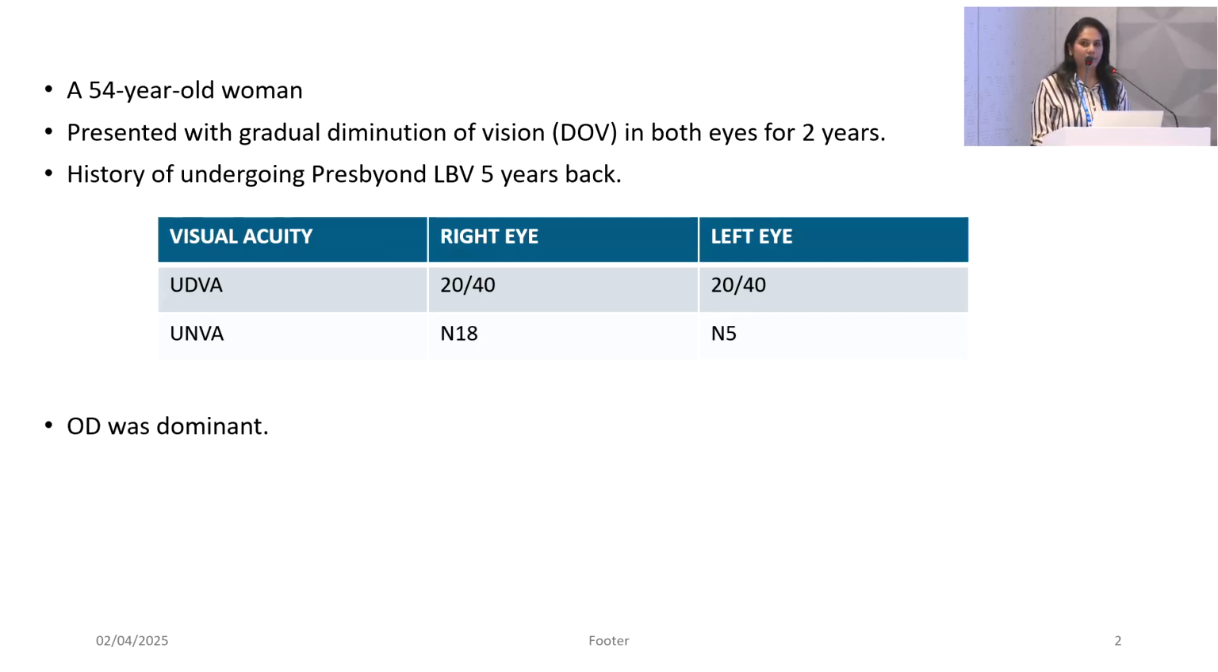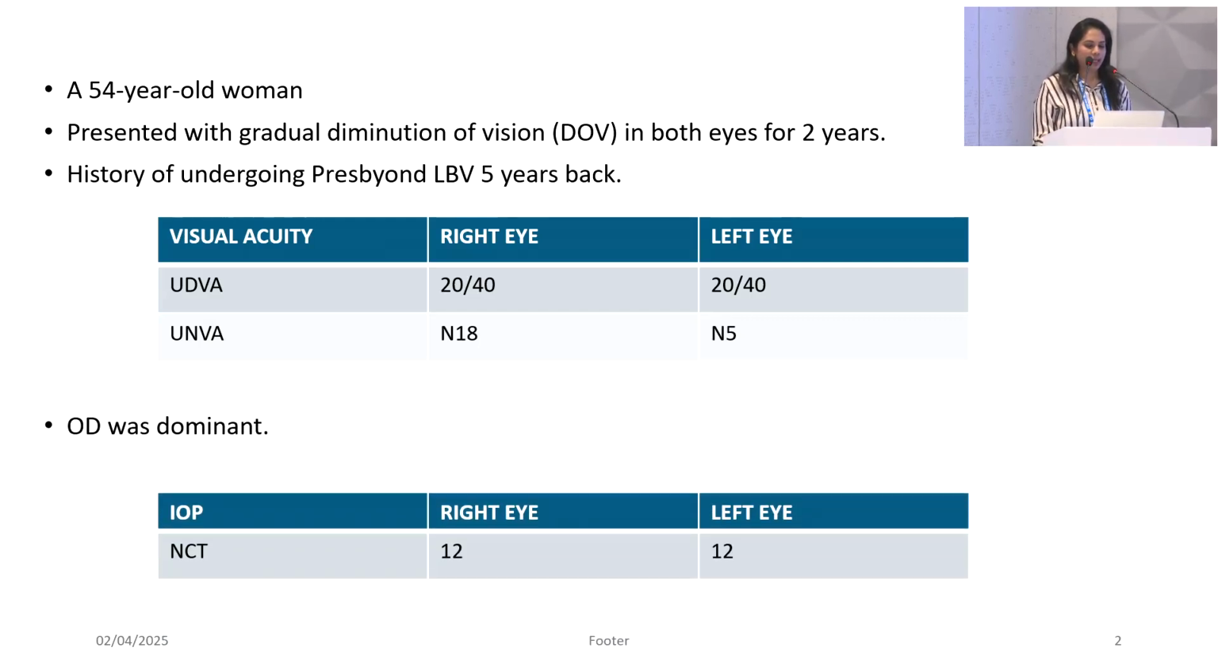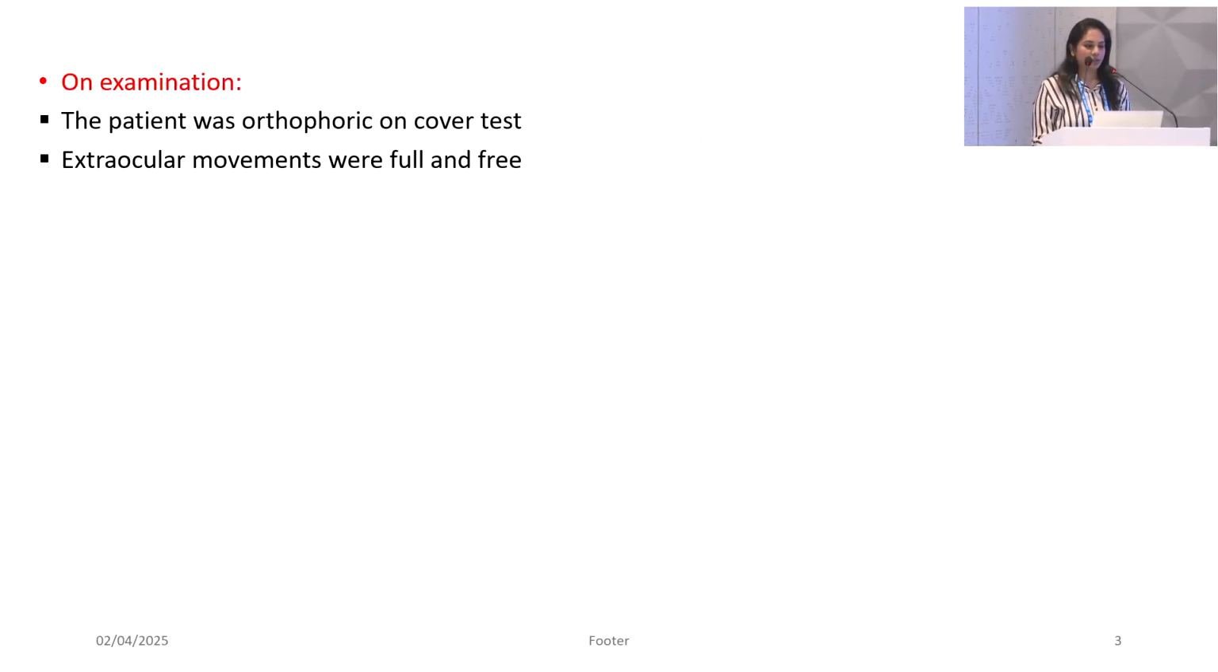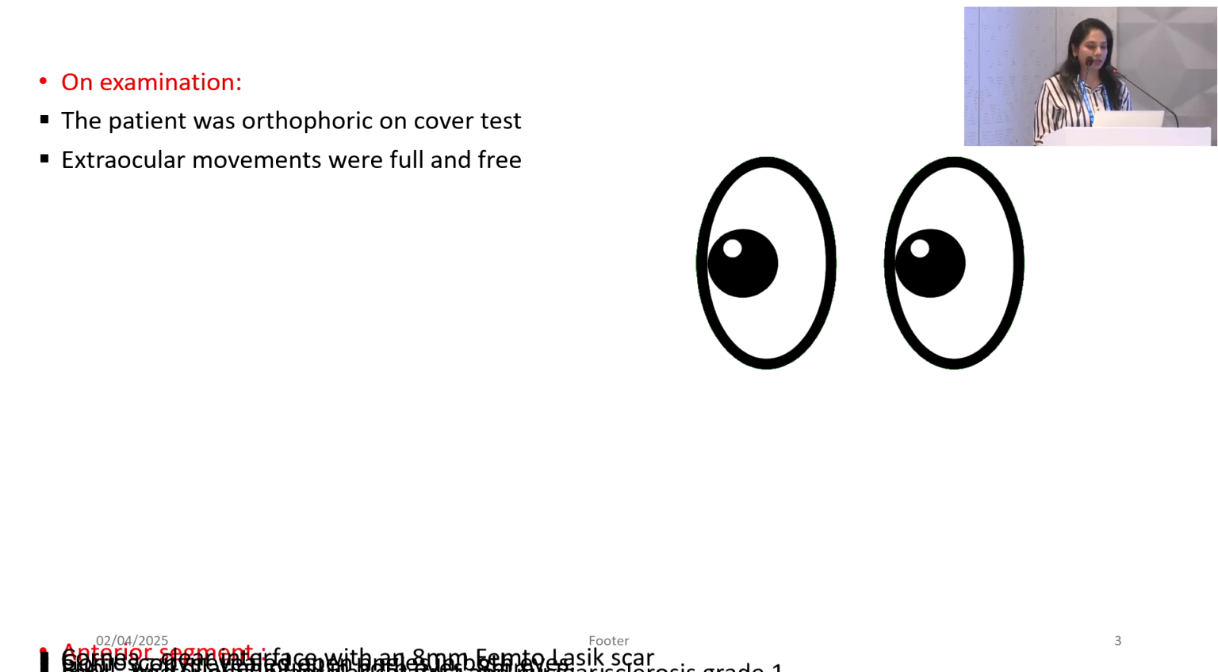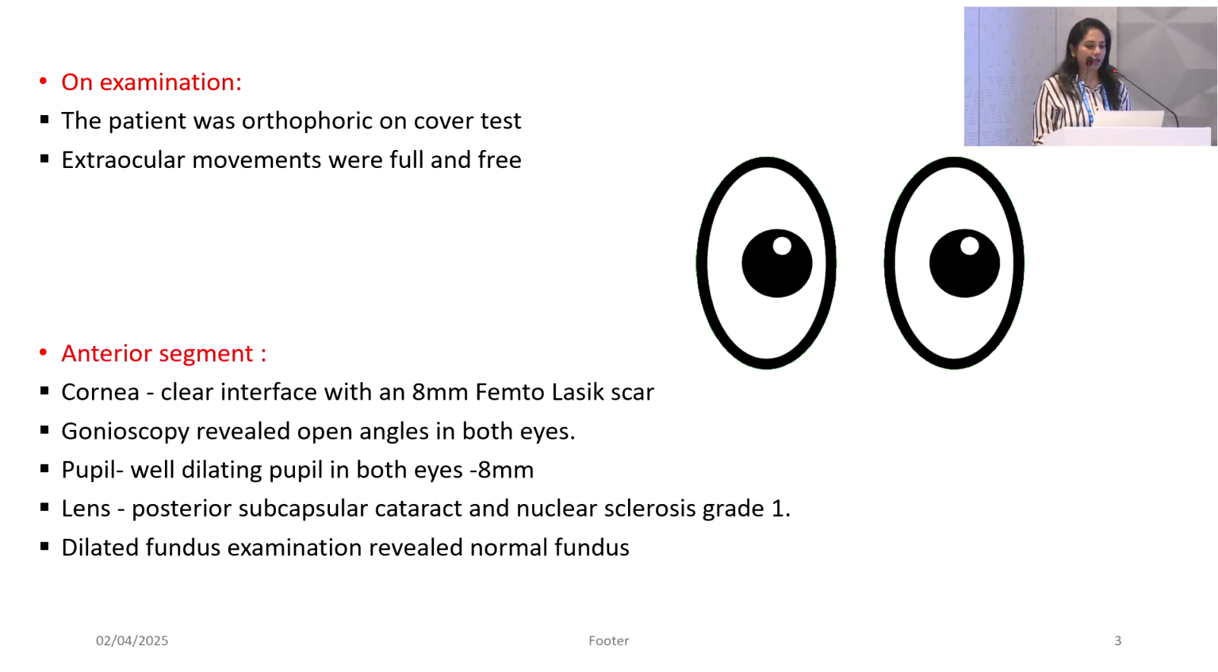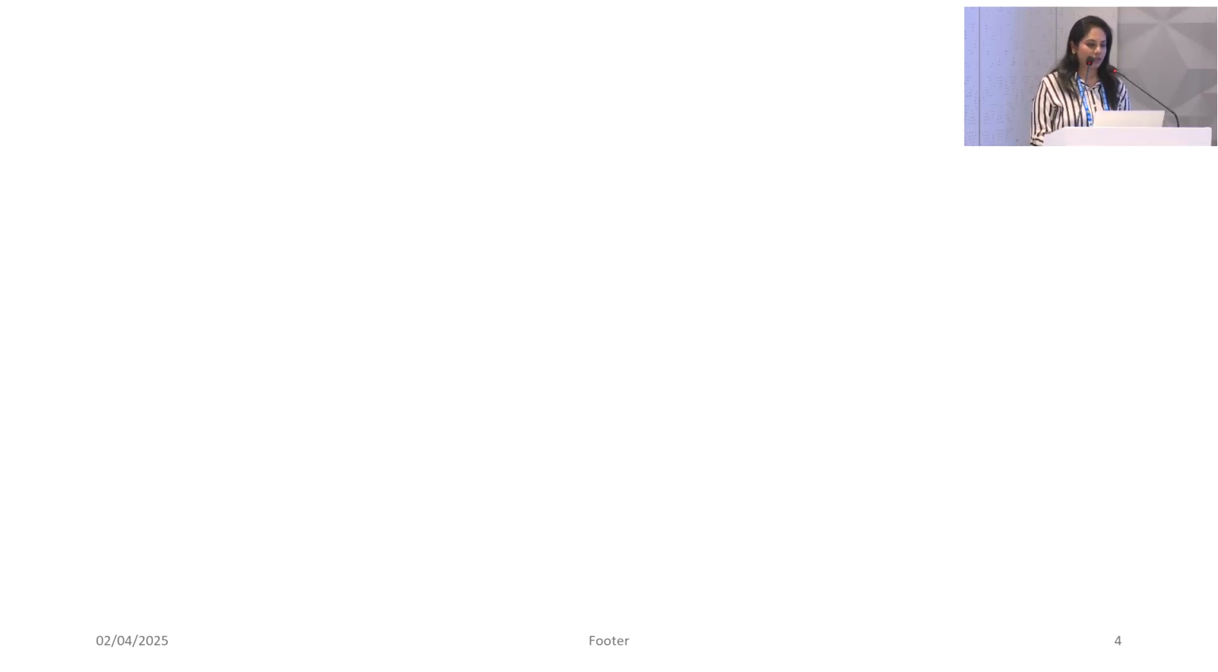On examination we found the right eye to be dominant, and NCT of both the eyes were 12 mm of Hg. The patient was orthophoric on the cover test. Extraocular movements were full, free and painless. Anterior segment findings: in the cornea, we noted an 8 mm femtoLASIK scar with a clear interface, and gonioscopy of both the eyes revealed open angles, and the pupil was well dilating up to 8 mm. Coming to the lens, she had a posterior subcapsular cataract with a nuclear sclerosis of grade 1, and the dilated fundus revealed a normal fundus.